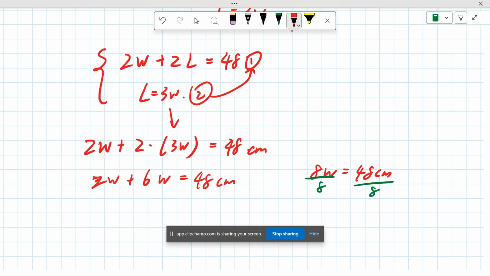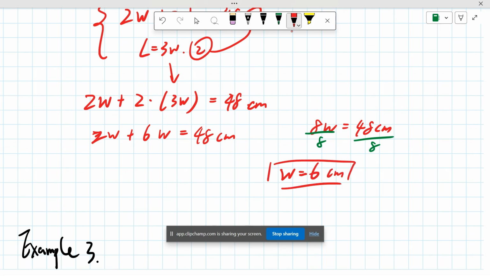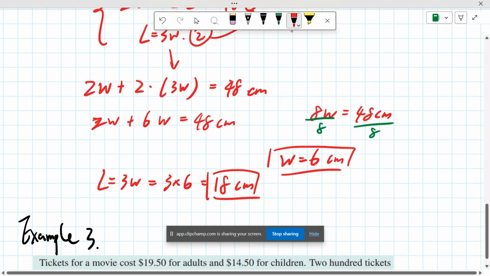So W equals 6 centimeters. And then using L equals 3W equals 3 times 6 equals 18 centimeters. Then that's how you're going to be checking. And then you can use the CAS calculator to calculate this question as well, but I'm just showing you how to do it by hand, which is totally fine. You can use the CAS, please.